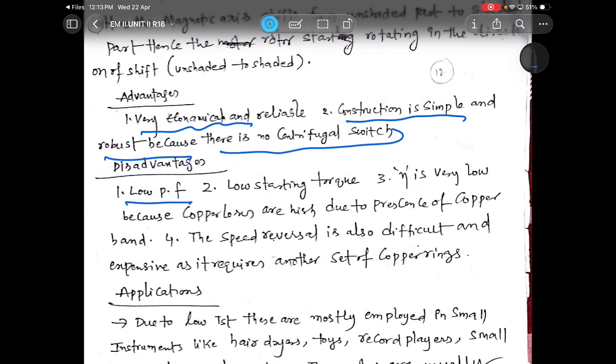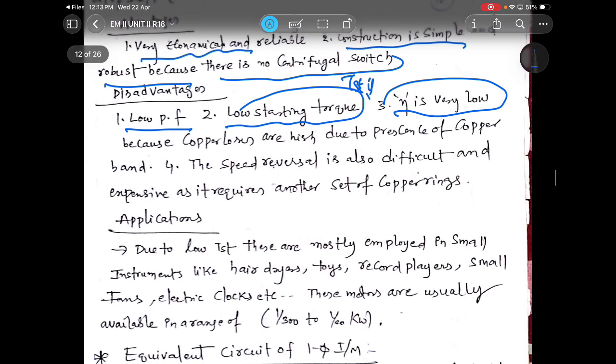What are the disadvantages here? Power factor is very low, starting torque is also low, and efficiency is also low. In special motors, we are more bothered about their purpose, not the efficiency.